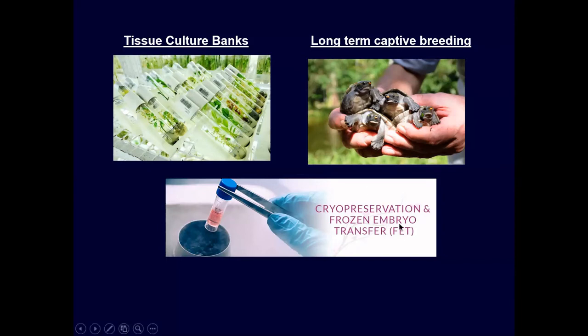This is cryopreservation, or frozen embryo transfer, as I have told you. The genetic material is preserved under very low temperatures in liquid nitrogen at minus 196 degrees centigrade, and thus it is preserved and used for future use.